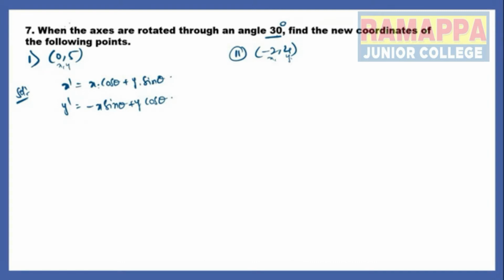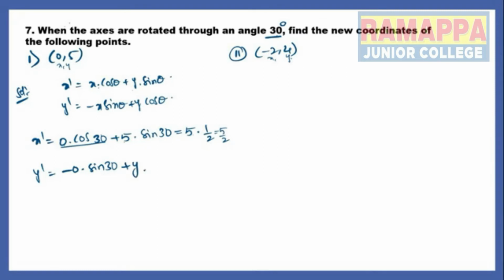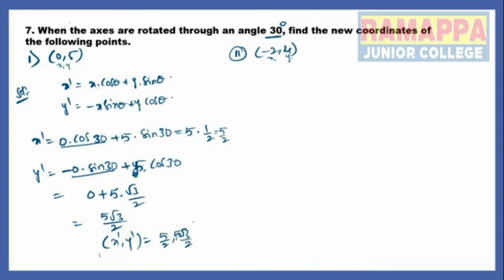So x dash is equal to x cos theta plus y sin theta. So in this, x means 0 into cos 30, plus y means 5, 5 into sin 30. And y dash is equal to, first we do this one, this will become 0, and 5 into sin 30, 1 by 2. So 5 by 2. And y dash is equal to minus 0 into sin 30 plus y means 5, 5 into cos 30. So it will become 0 plus 5 into cos 30, root 3 by 2. So it will become 5 root 3 by 2. So the new coordinates x dash comma y dash are 5 by 2 comma 5 root 3 by 2. So this is the answer here.